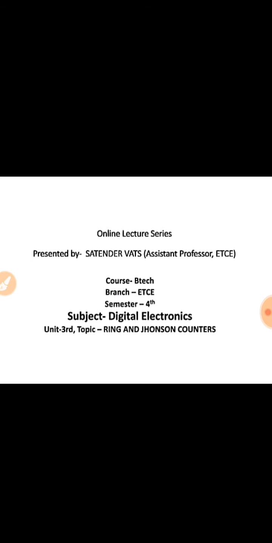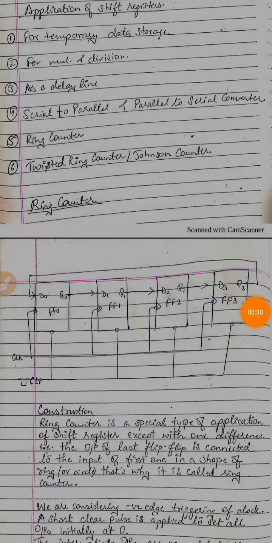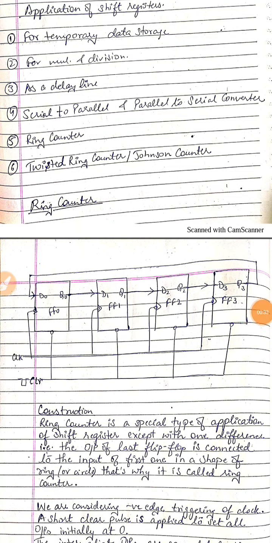Our today's topic of the lecture is Ring and Johnson counters, which is a part of Unit 3 in Digital Electronics. So in the last lecture we learned about shift registers, which is a combination of flip-flops to store more than 1 bit at a time.